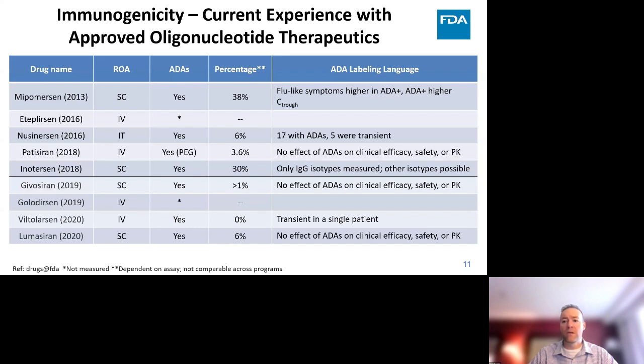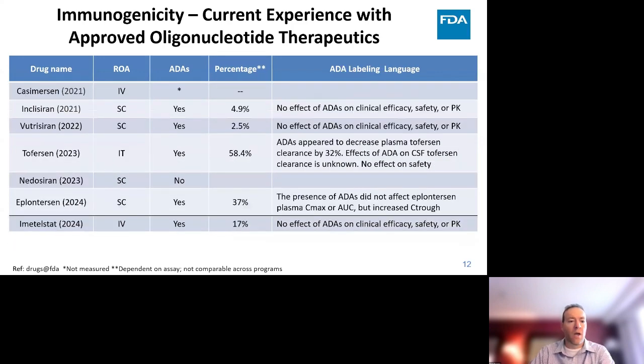Now, I should note here, this is an intrathecal oligonucleotide. However, despite intrathecal delivery, the oligonucleotides rapidly cross out of the blood-brain barrier into the systemic circulation. Here, the anti-drug antibody percentage in the pivotal study was 6%. But I do want to note here that 5 of these patients did have transient anti-drug antibodies, which points to the innate immune system seeing the oligonucleotide and not deciding to see it as a threat and mount a response over repeated dosing. If you'll note here, with many of these compounds in labeling, there was no effect of the anti-drug antibodies on clinical efficacy, safety, or PK.